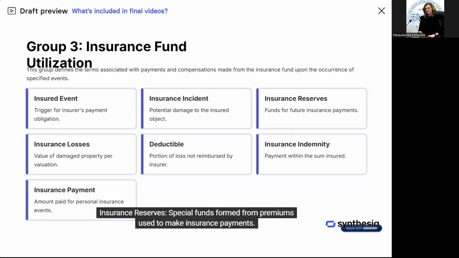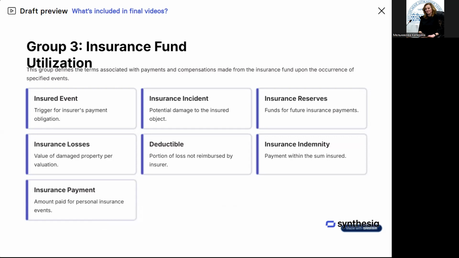Insurance reserves, special funds formed from premiums used to make insurance payments. Insurance losses, value of fully destroyed or partially damaged property according to the insurance valuation. Deductible, part of the loss not reimbursed by the insurer. Insurance indemnity, payment made by the insurer within the sum insured. Insurance payment, the monetary sum paid by the insurer when an insured event occurs in personal insurance.